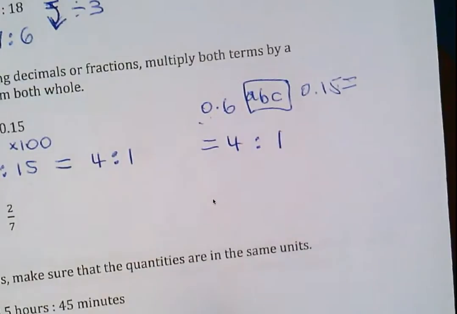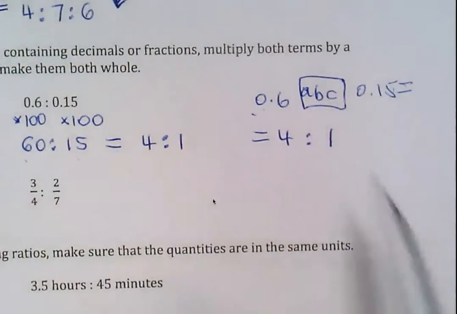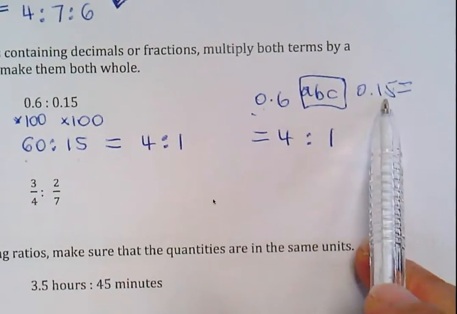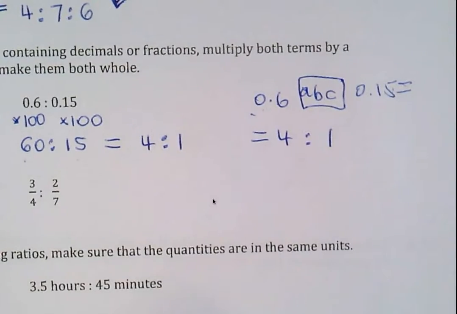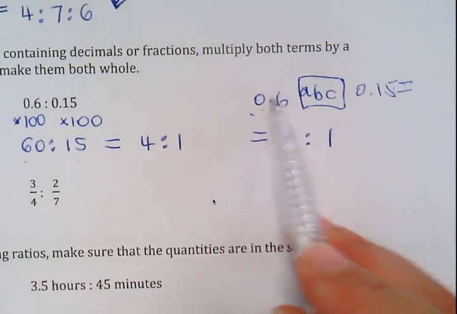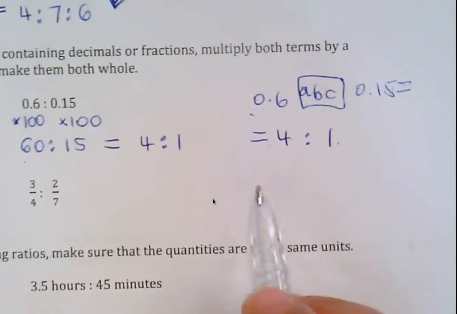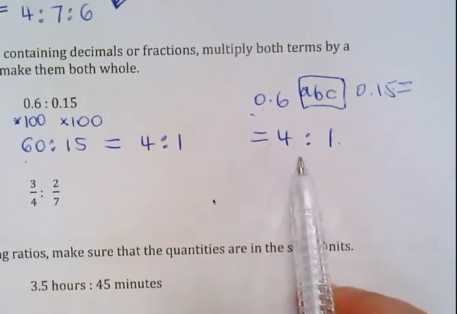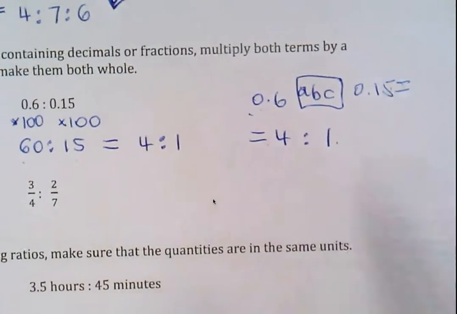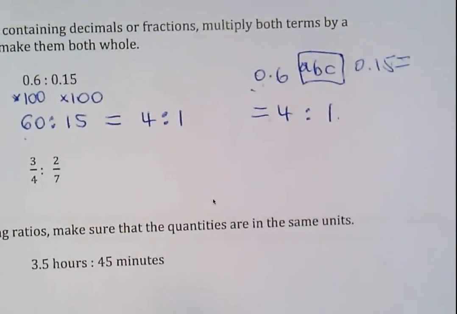So remember, your answer is supposed to be a fraction. You go ABC, equals, and your answer is supposed to be a fraction. 4 means 4 over 1. So if I want you to simplify the ratio, I still need 2 numbers in my answer. If you ever get a whole number, you just go to 1, because 4 means 4 over 1.